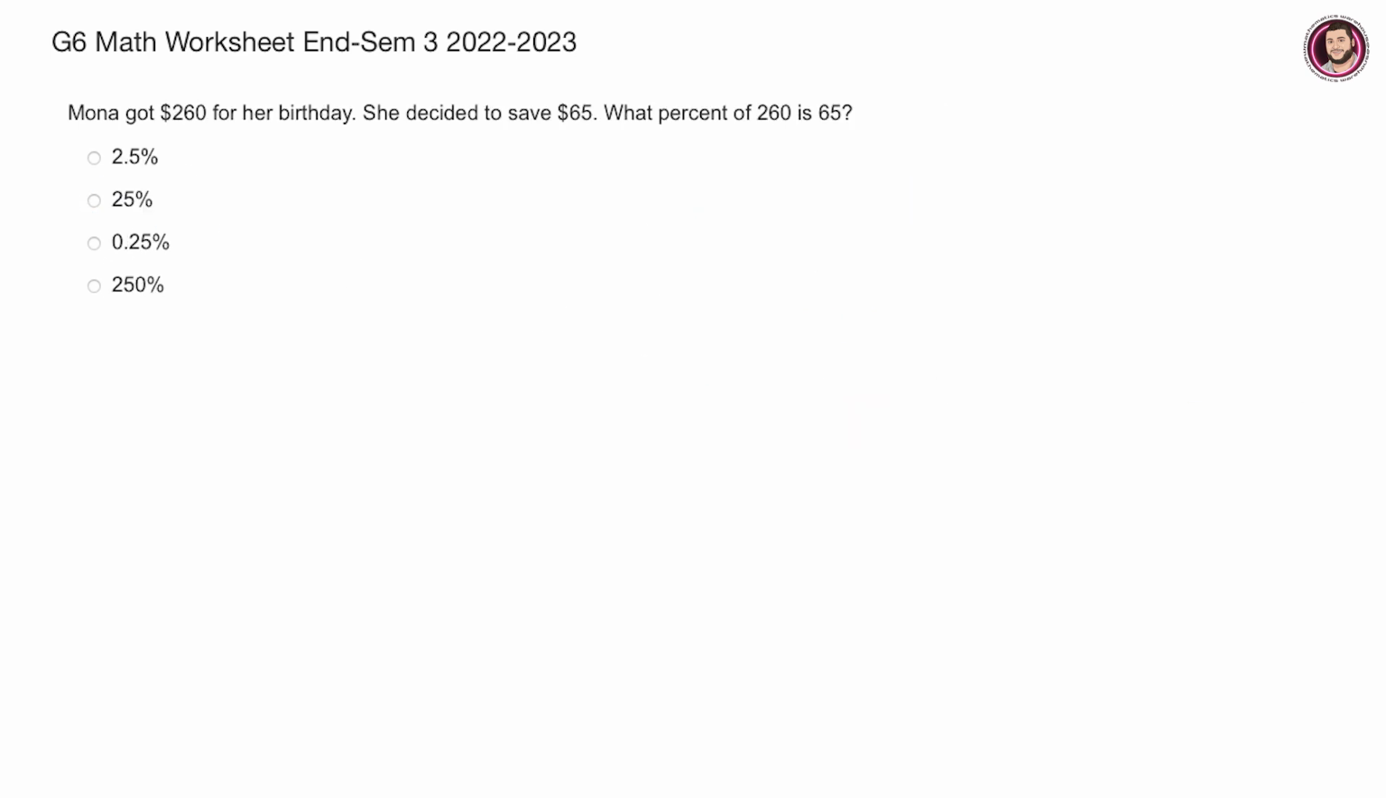Mona got $260 for her birthday. She decided to save $65. What percent of 260 is 65? A percent equals part divided by whole, and then multiplied by 100 to convert into percentage form. So we'll divide 65 by 260. 65 is less than 260, so it cannot be divided. Put 0.0, the point will be up.